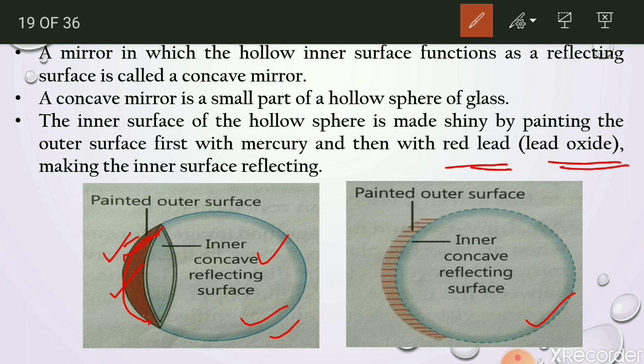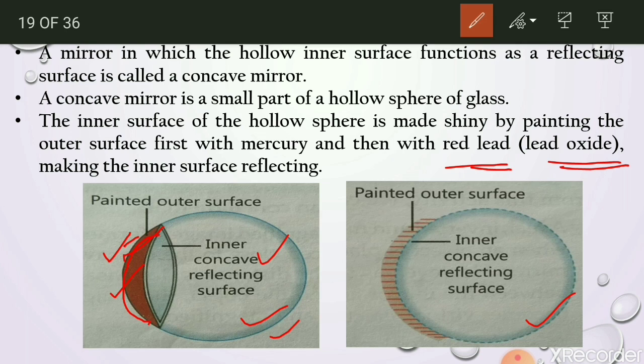So this type of mirror, where the inner surface is bent inwards or curved inwards and that surface is the reflecting surface, is called a concave mirror. When we see a concave mirror from the front, it appears like a thin piece of spherical glass whose front surface is shining and bent inwards, and the back surface is covered with paint.